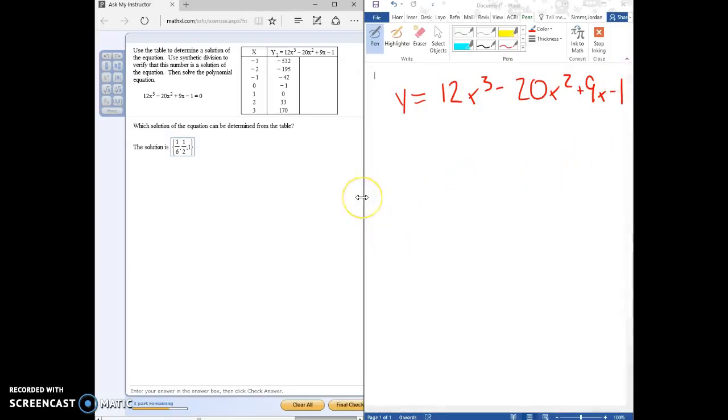Okay, now here's the deal. We have to use the table to determine a solution. Then we're going to use synthetic division to verify that this number is a solution. Then we're going to solve this for x. Okay? So here's what's going on.